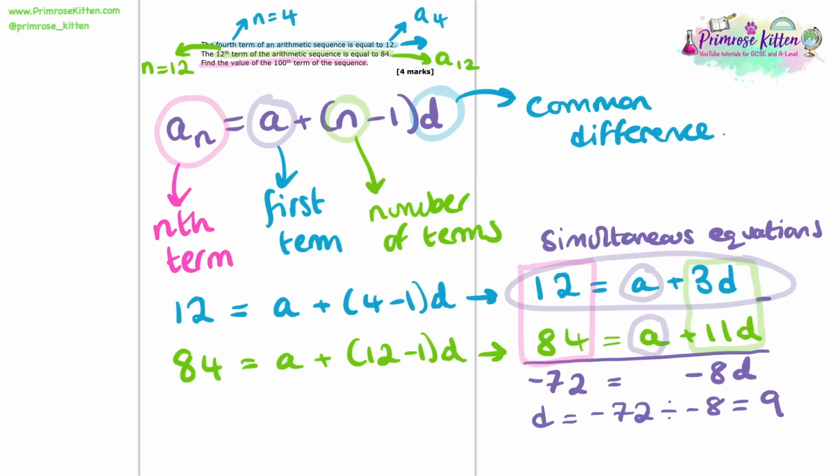Now to get a, we can substitute that value of d into either of our equations. Both will work. Let's use the top one. 12 equals a plus 3 times d, which now we know is 9. So we substitute that in place. So 12 equals a plus 3 times 9. Now 3 times 9 is of course 27, so let's replace that there. So a is going to be equal to 12 minus 27, which gives us a equals minus 15.